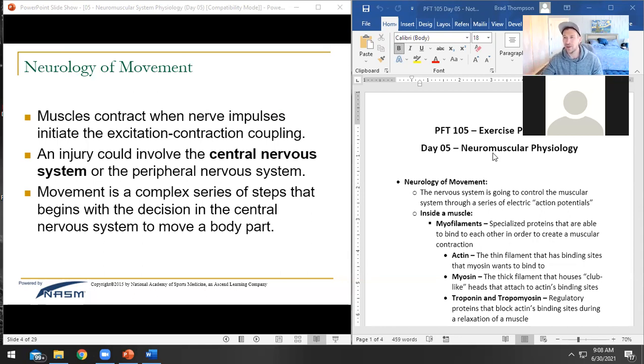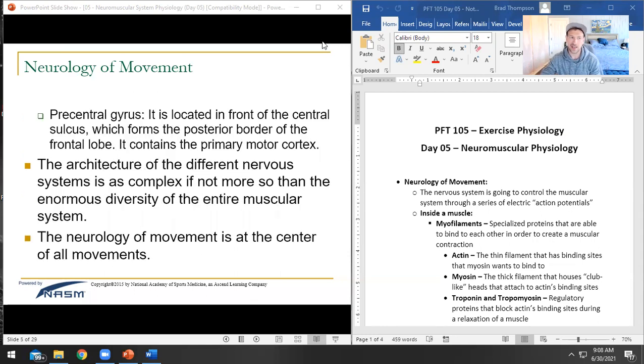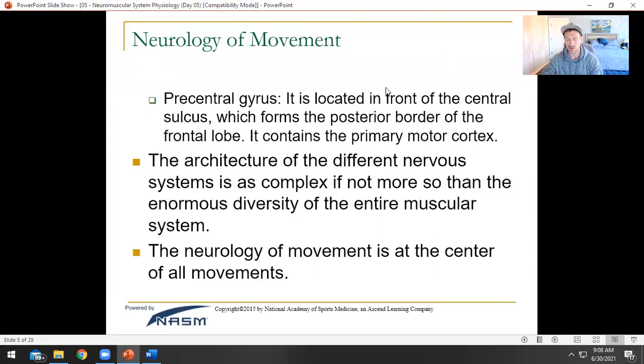So anyway, let's go ahead and take a look at some of the actual movement. Movement is very complex because there's a lot going on. We're going to start by talking about the brain just really quickly. Don't worry about having to memorize any of this, but hopefully it gives you a little perspective. We'll come back to the notes in a sec, but you have different parts of your brain. You have what's called your precentral gyrus, located in front of your sulcus.